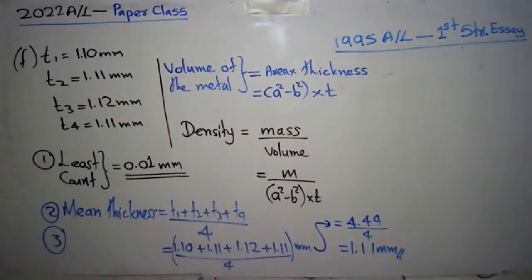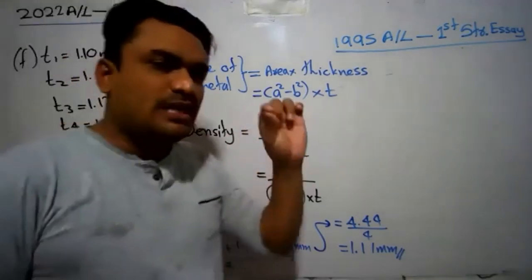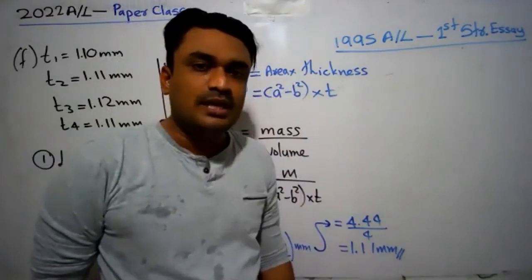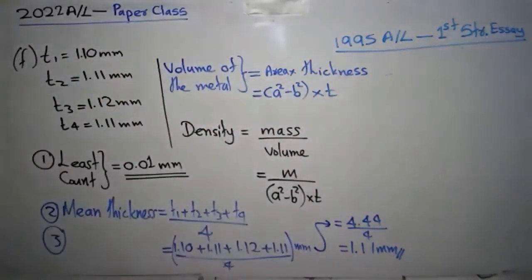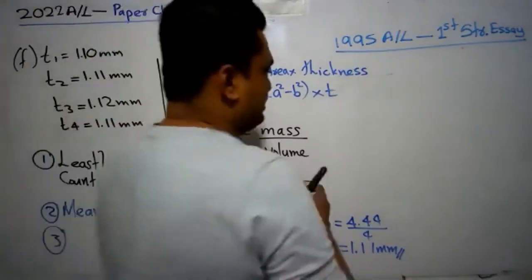Part G. To determine the volume of the sheet, a student suggests immersing the sheet in water and measuring the volume of displaced liquid. State why this is not so accurate compared to the value calculated above. The reason is this volume is very small. I'll explain the student's method here.